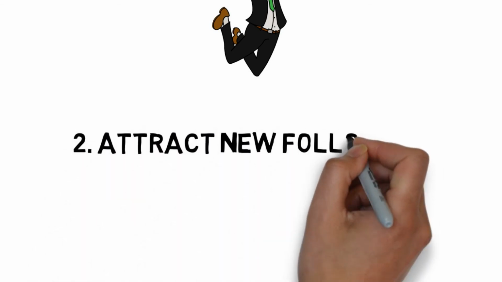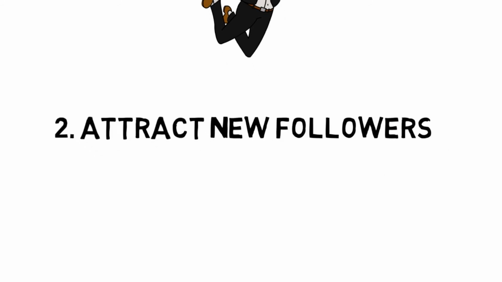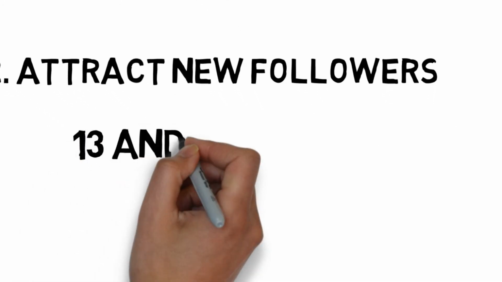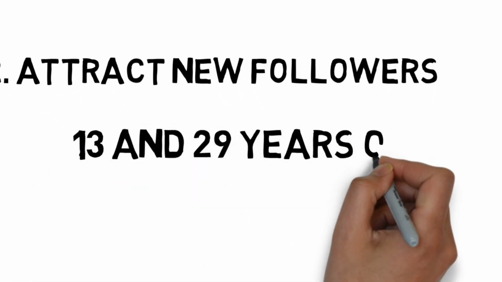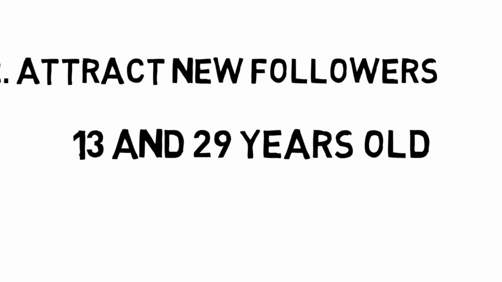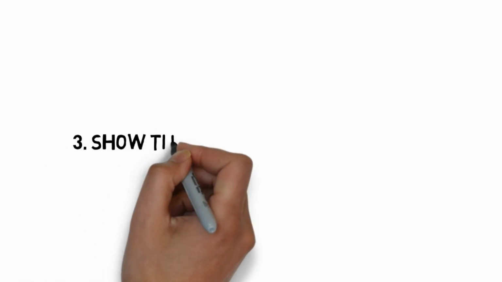2. Attract new followers. You can quickly grow your followers if you target your audience. Most users are between 13 and 29 years old. You need snaps that are interesting for these age groups, of course. You must add value to these people, just like on any other platform.